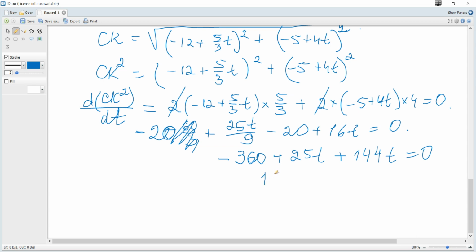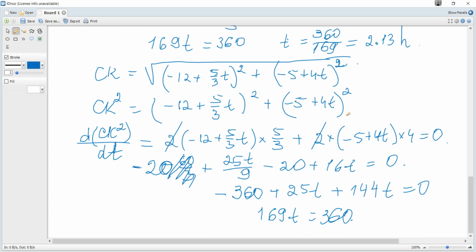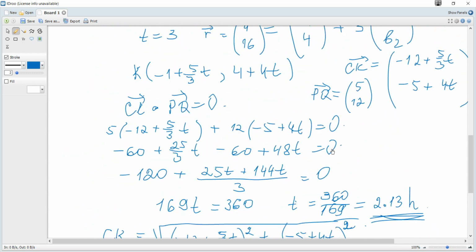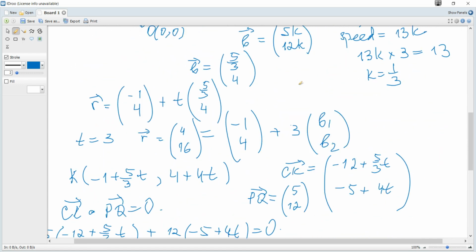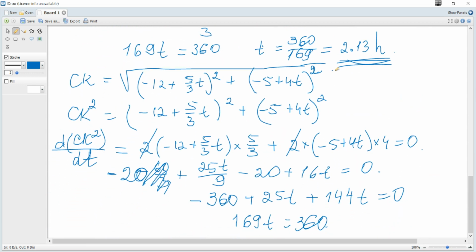And again we get the same result, that 169t is equal to 360. It's absolutely the same result as required, so we get the same value for t, and it's the required answer. And that's all for this question.